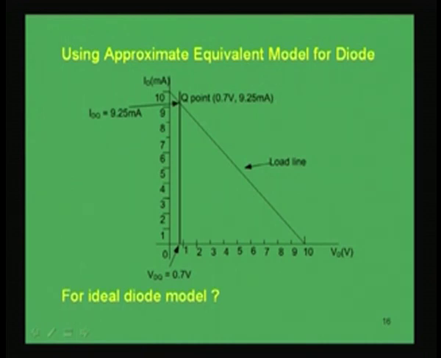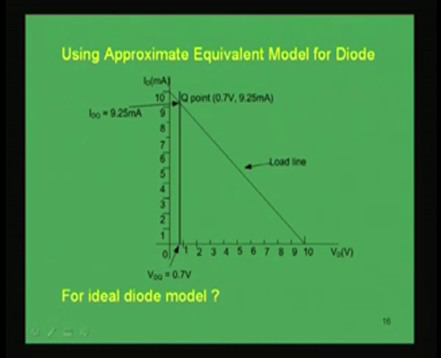So, you will be finding that in most applications this approximate equivalent model, or constant voltage model, is used. Now, what will happen if we use the ideal diode model? Then of course the current will be rising at the 0 point itself and the point of intersection will be at 10 volt. Of course, this is quite different from the results of the approximate equivalent circuit, because if I consider this line and find this intersecting point, the intersecting point is at 10 milliampere, sorry, not 10 volt, 10 milliampere.